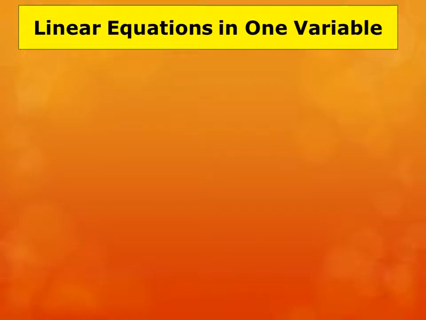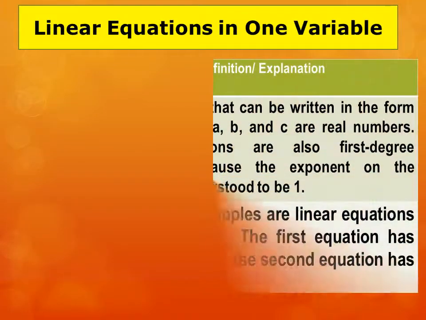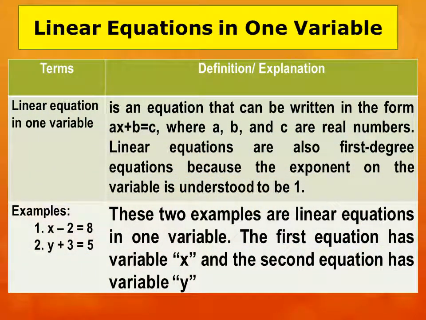Now let's proceed with the second topic, the linear equations in one variable. But first, let us define linear equation in one variable. It is an equation that can be written in the form ax plus b is equal to c, where a, b, and c are real numbers. Linear equations are also first-degree equations because the exponent on the variable is understood to be 1.